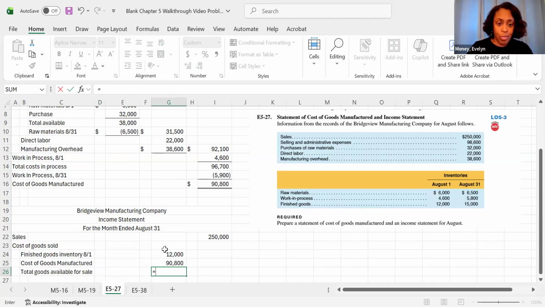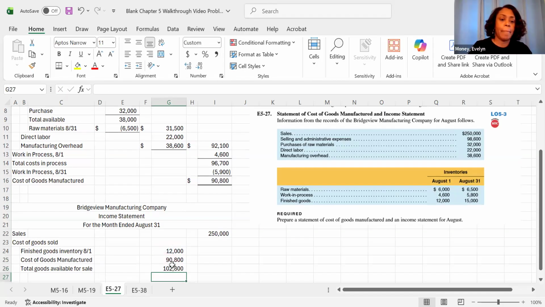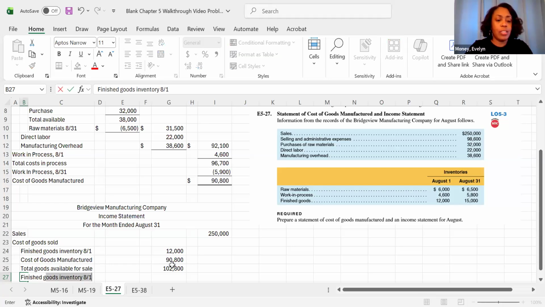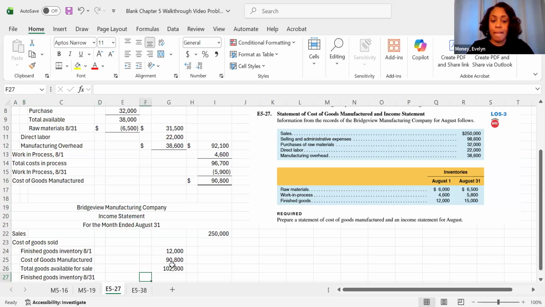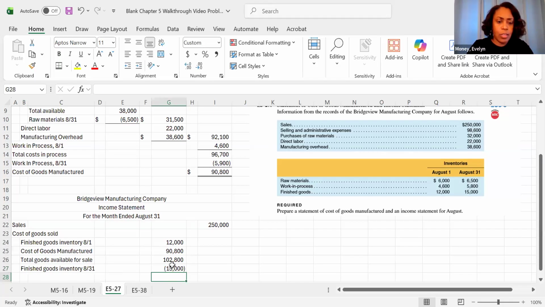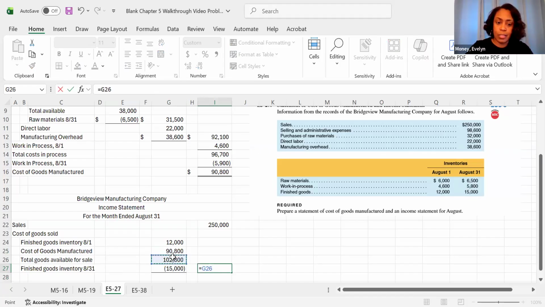Ooh, I'm all over the place. 12,000. And then we subtract finished goods at the end of the period, and that's 15,000. All right, let me throw in some single underlines before I get confused. And all of that work just to find cost of goods sold. So we combine these two.